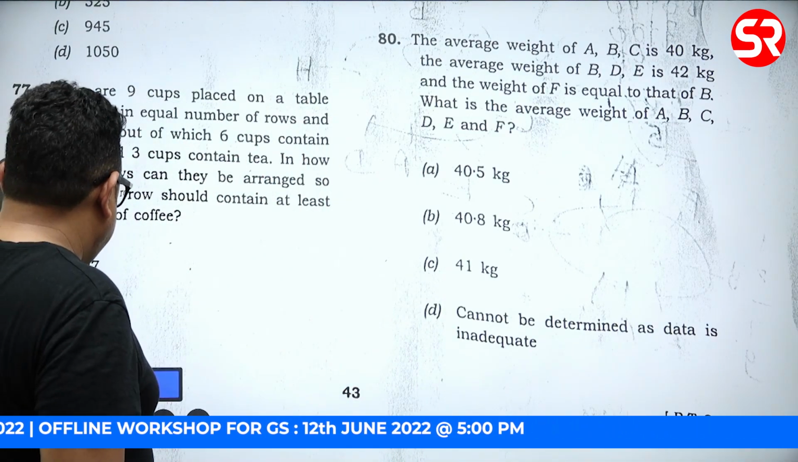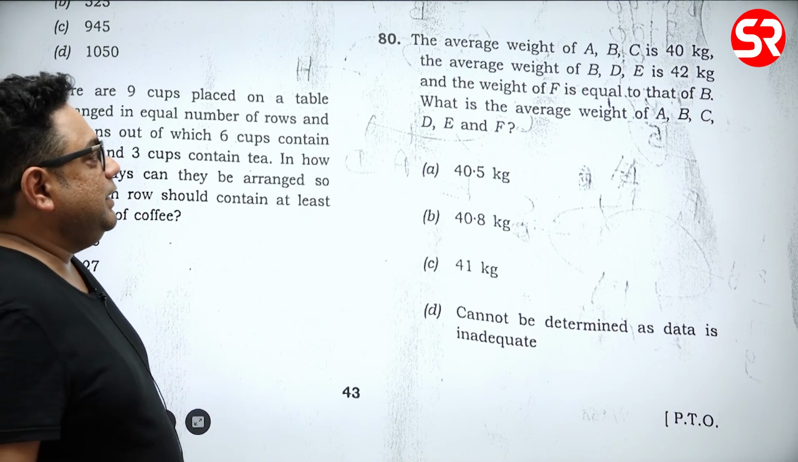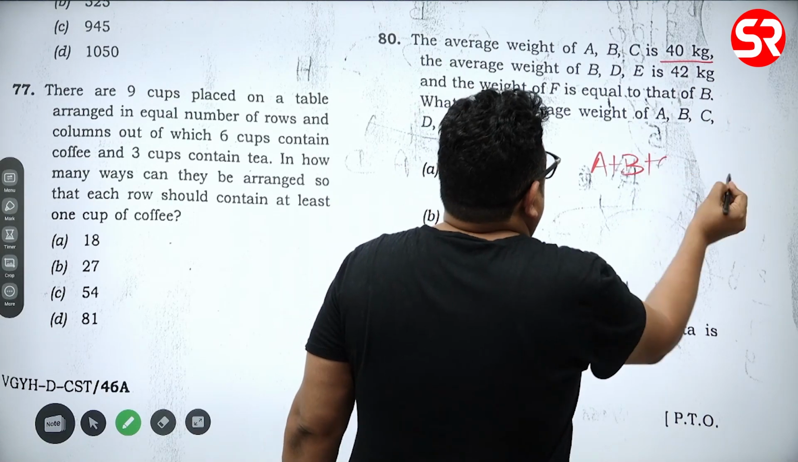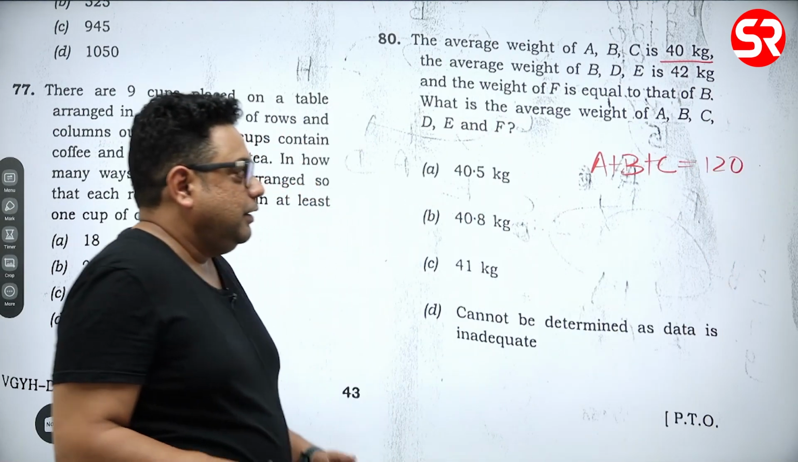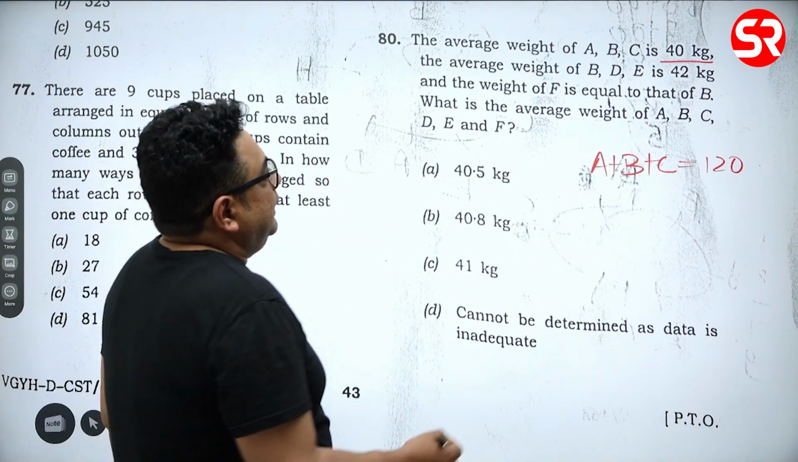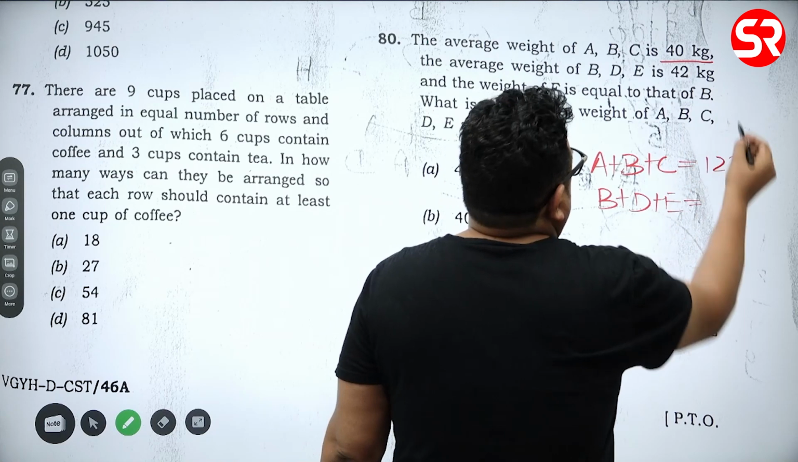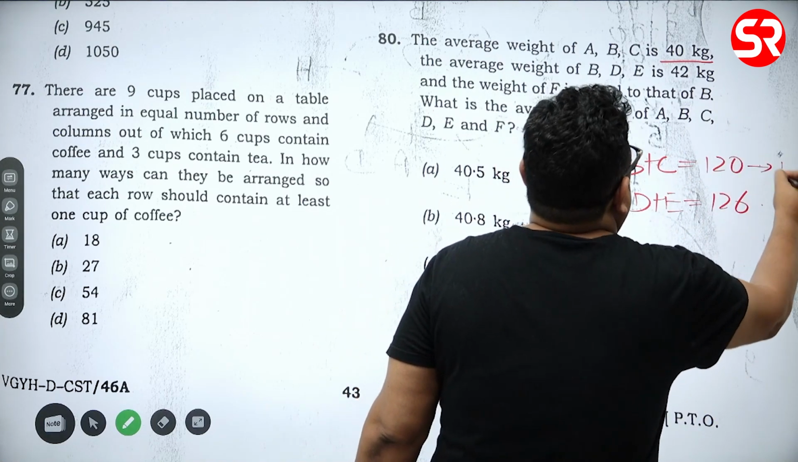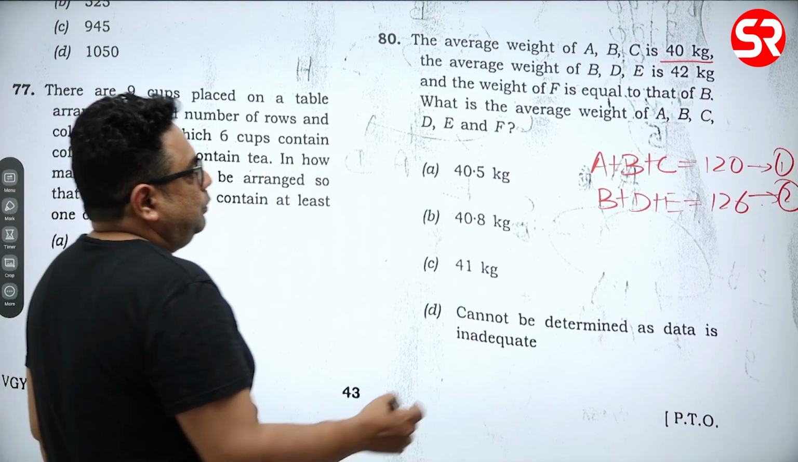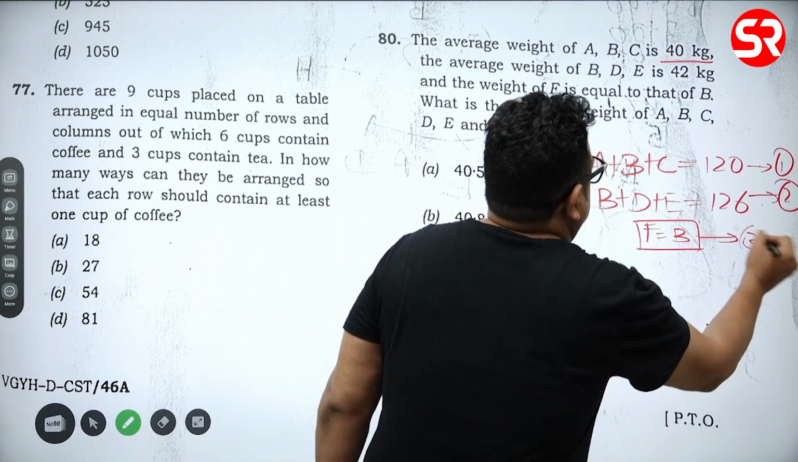First of all, see this, a very simple question on average. The average weight of A, B and C is 40 kg, right? So A plus B plus C is equal to 120, agreed? Or you can write (A plus B plus C) upon 3 is equal to 40, so A plus B plus C is equal to 120, and then B plus D plus E is equal to 42 into 3, which is 126. So these are two equations. I've numbered them 1 and 2, right? And then he says the weight of F is equal to B, so F is equal to B. I've put it as statement number 3.